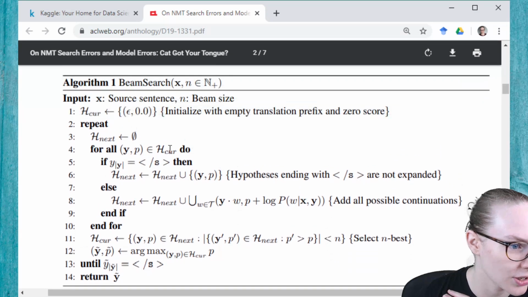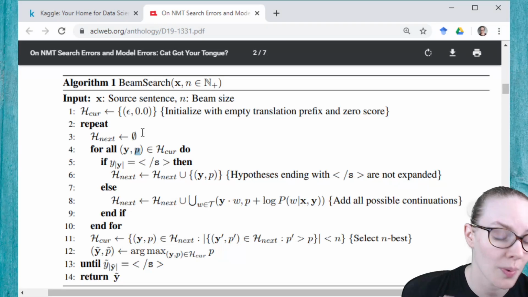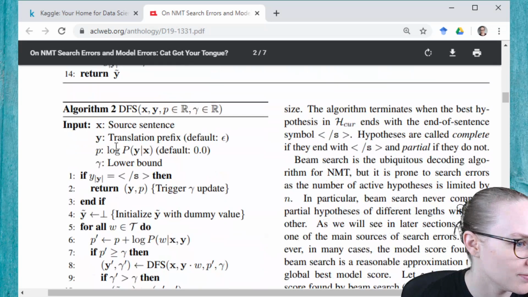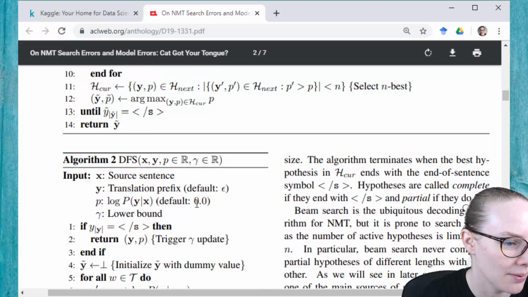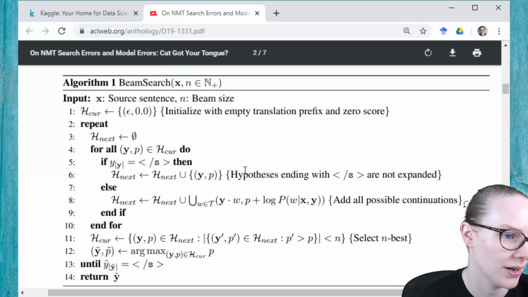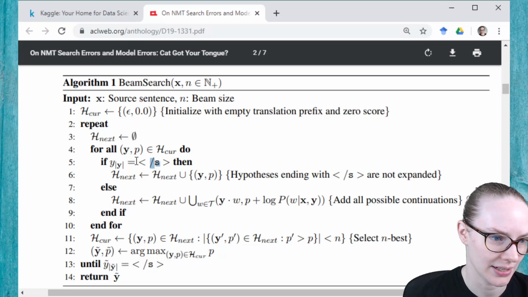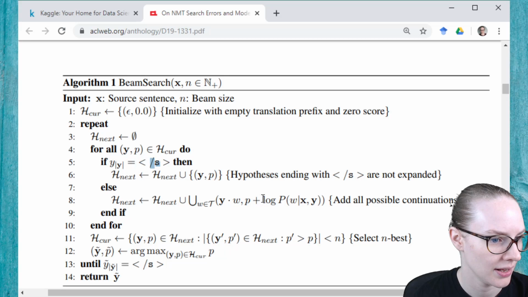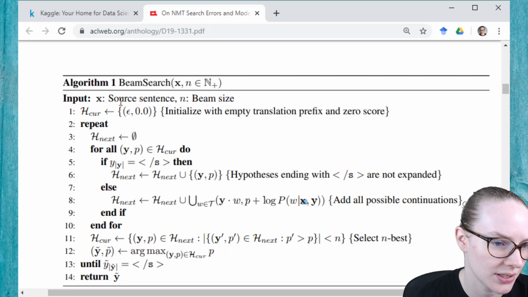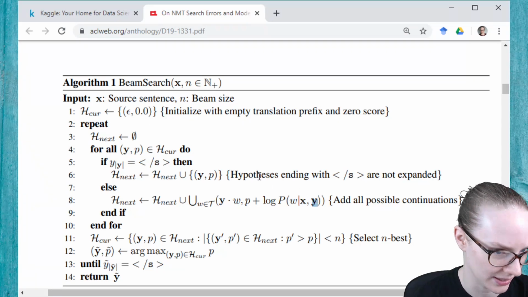Kumar says this P here is log probability of y given x. Okay, helpful. And then that is in algorithm 2. Okay, I see it here. Gotcha. So the default probability is 0, and then we update it if the next token is not the end of sentence here. So we add to 0 the log probability of the next word given the input, the source sentence and the current translation.